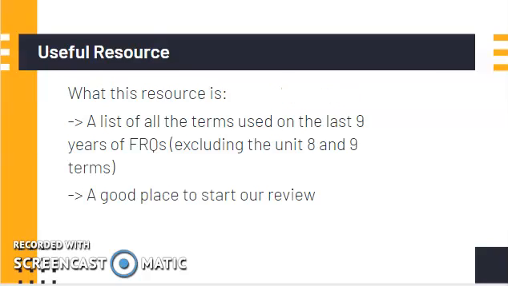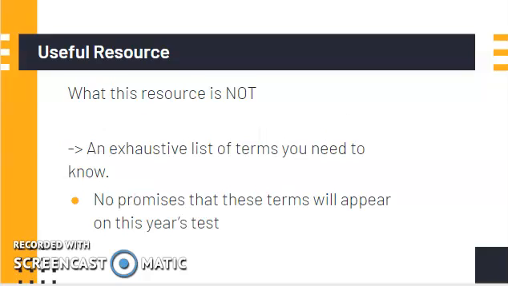This is a Google Doc that has a list of all terms that have been used on the last 9 years of AP Psych test FRQs, minus the ones that were from the clinical psych or the social psych unit, because that's not going to be on the test. And it's a really good way to focus and start a review.